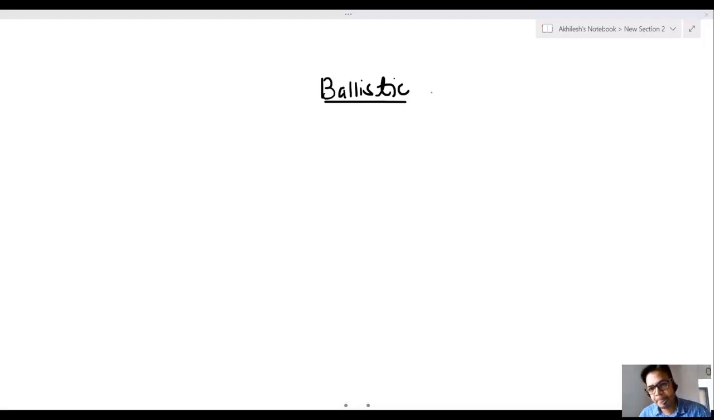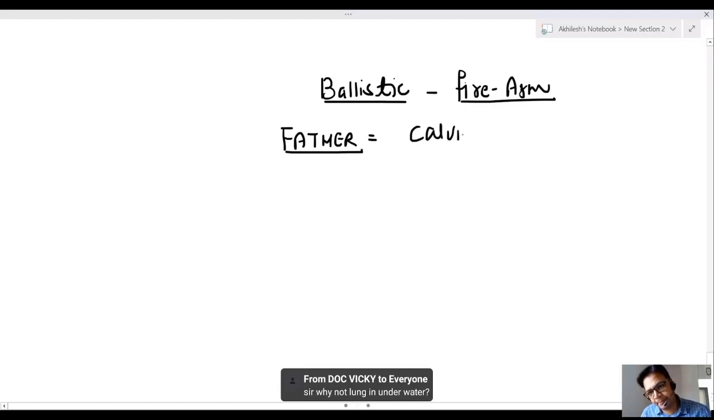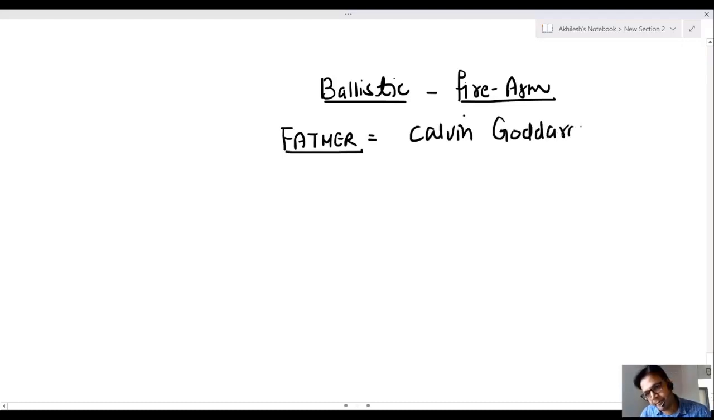Ballistic is the study of firearms. This branch is known as ballistic, and you can get a question: Father of ballistic is Calvin Goddard.